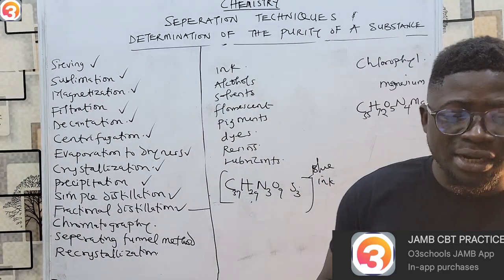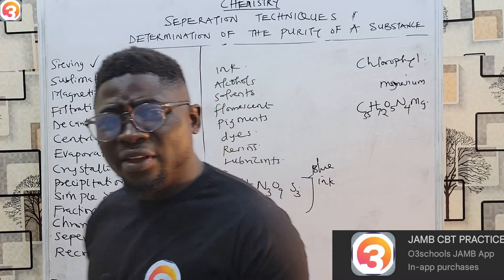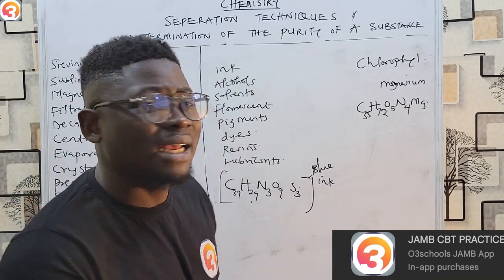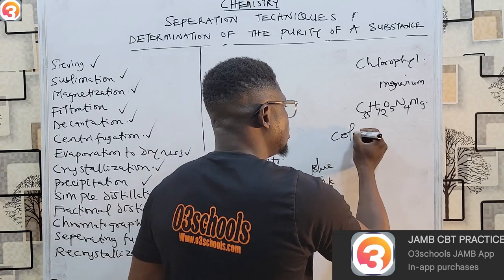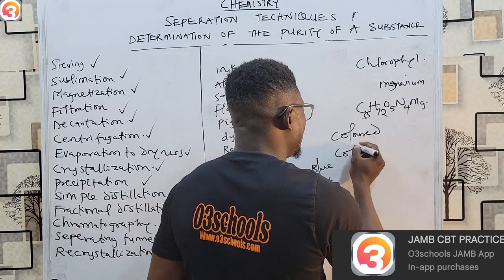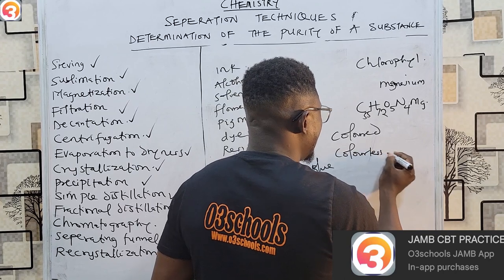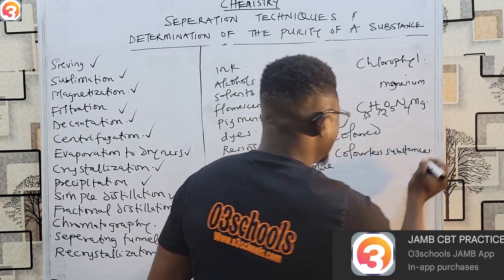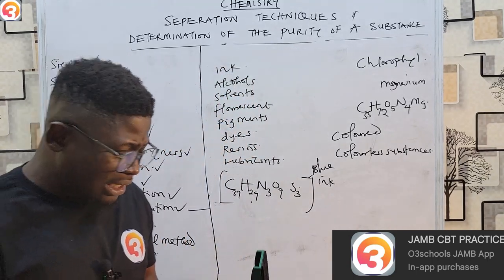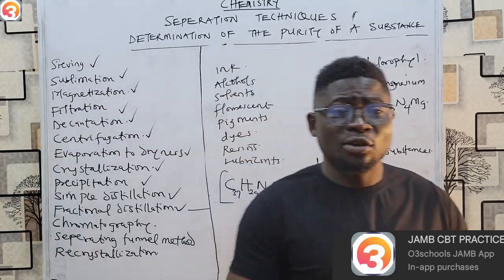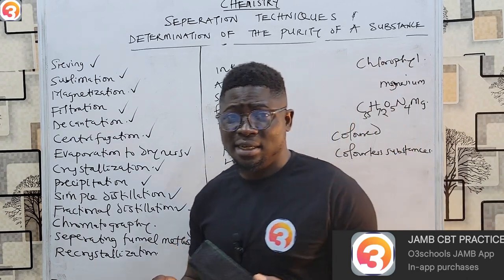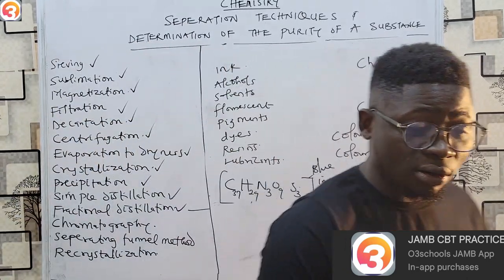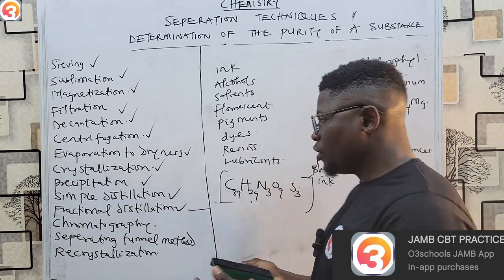Now, note that chromatography can be used for separating both colored and colorless substances. Please take note. So whenever you hear about color, usually it's going to be chromatography as the separating technique. So chromatography is used for separating both colored and colorless substances. Then of course we'll go to the next one.